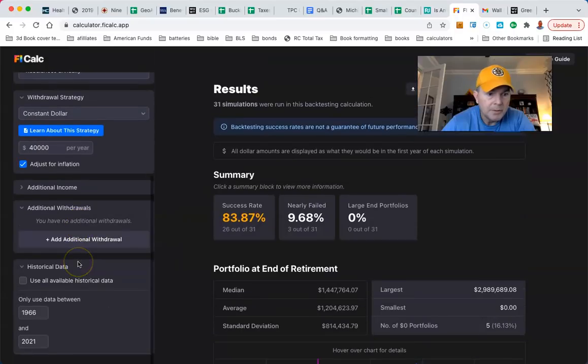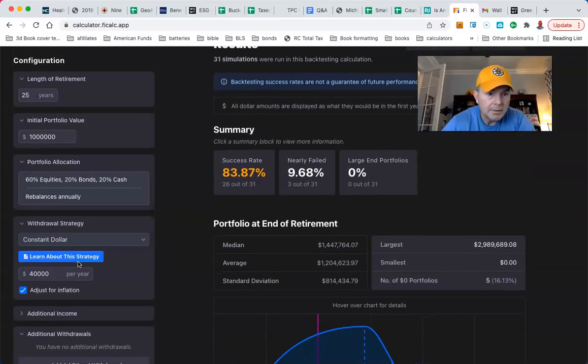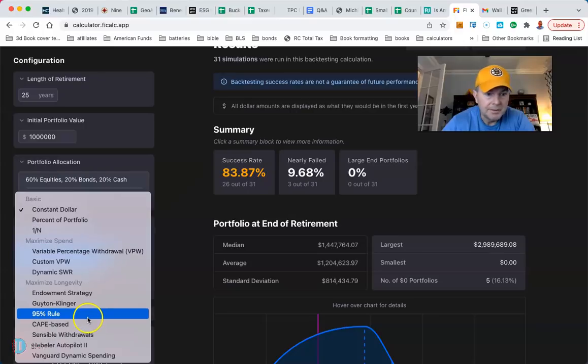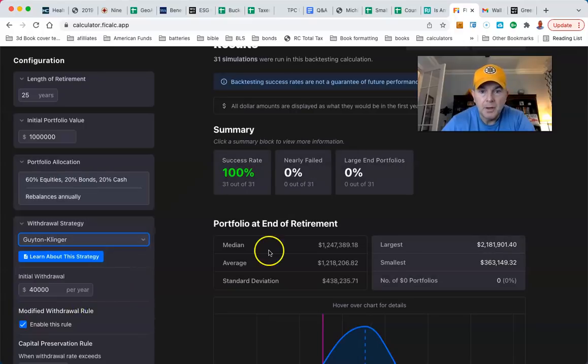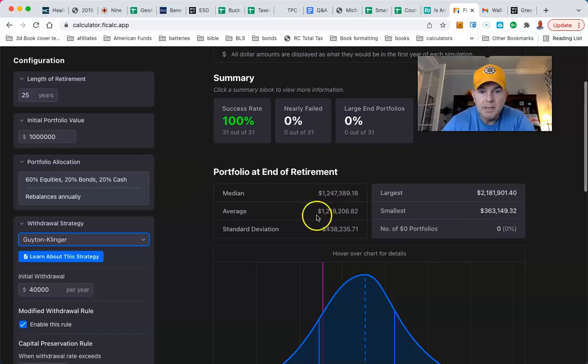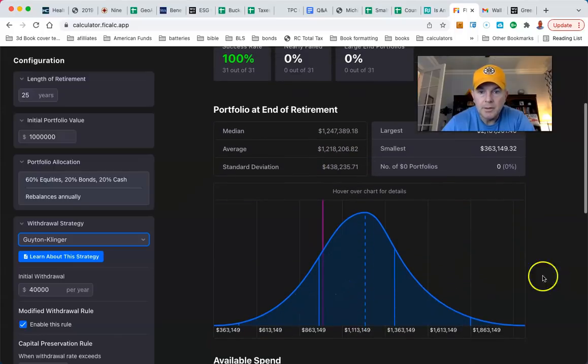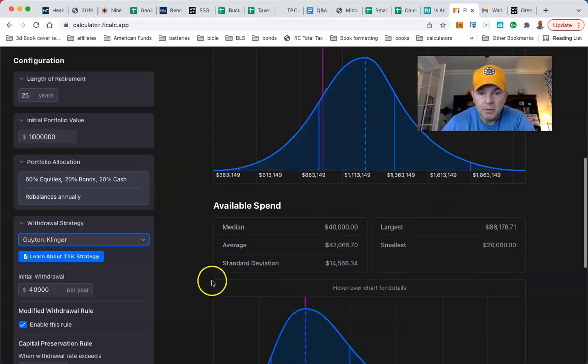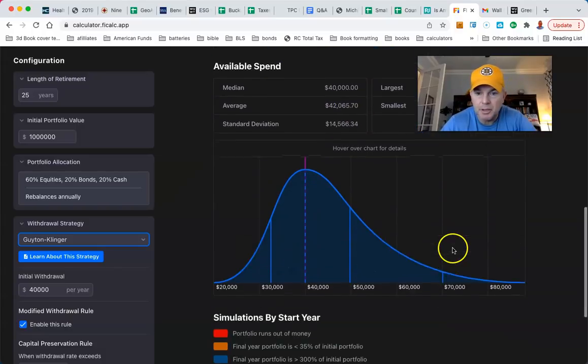Let's do the Guyton thing here. This is just fantastic. Yeah, 100% success. The median we're leaving is 1.2. Does it tell? Oh, right. Median. Largest 88,000. Smallest was 20. Yeah, see, that's the problem. The smallest was $20,000, and that's what we're talking about.